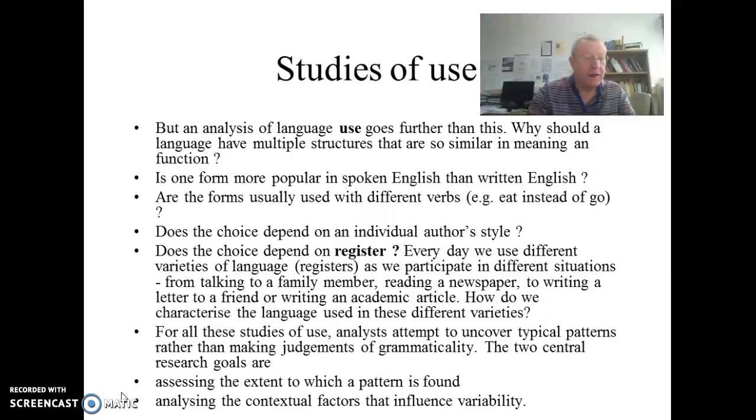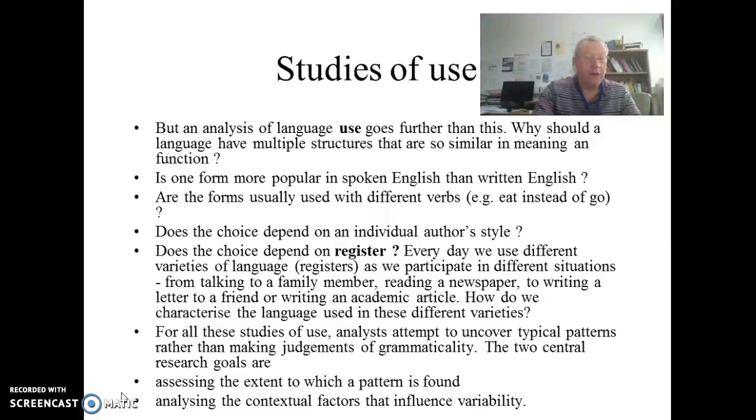Every day we use different varieties of language, or registers, as we participate in different situations, from talking to a family member, reading a newspaper, to writing a letter to a friend, or writing an academic article. How do we characterize the language used in these different varieties?